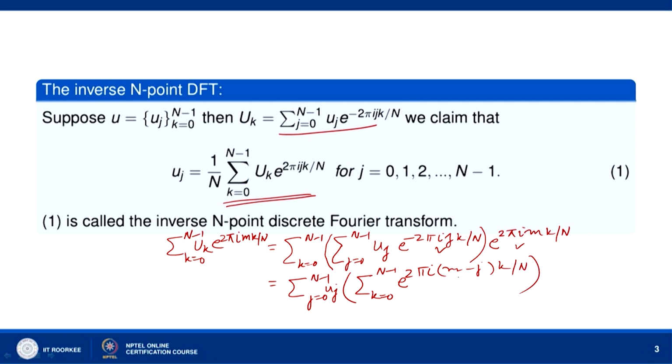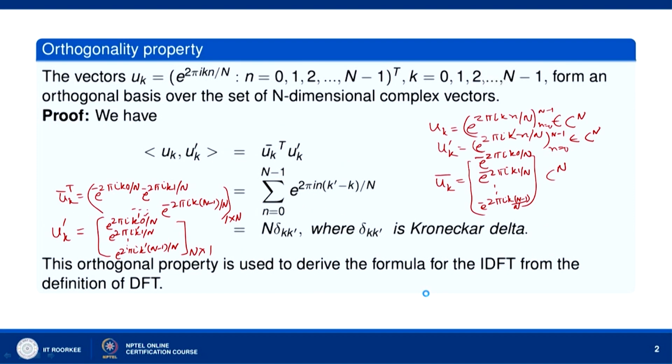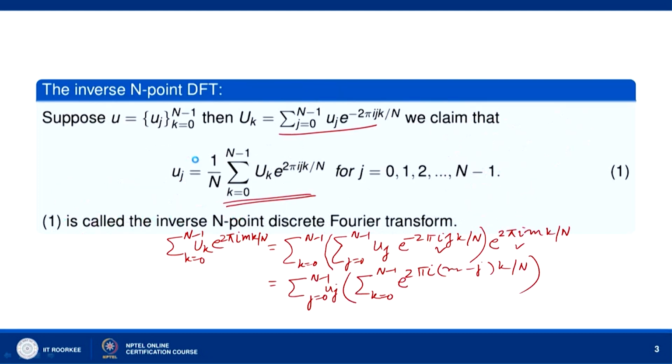So, we have seen that sigma n equal to 0 to n minus 1 of e to the power 2 pi i (k dash minus k) n by n is the inner product of u_k with u_k dash. So, here we can say that we are having the inner product of u_m with u_j.